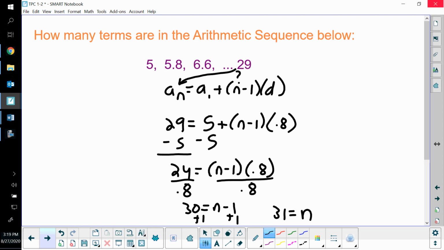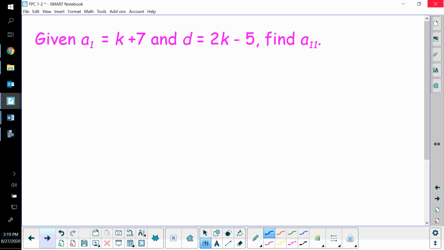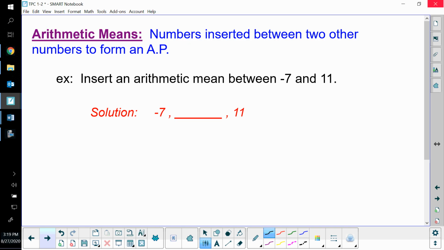All right, we're going to skip the next one, and we're going to go to the top of page 9 and finish off by looking at arithmetic means. If you want to insert an arithmetic mean, however many you want to insert, you want to put blanks in between those numbers. So we want to insert one arithmetic mean, so we'll put one blank there. We're going to think of that as A1, this is A2, and this is A3.